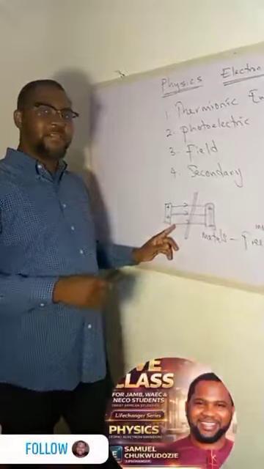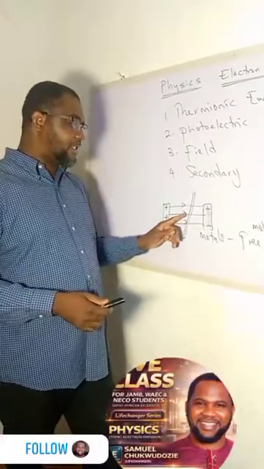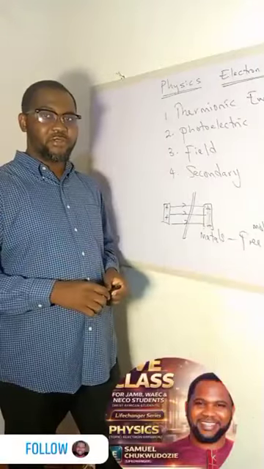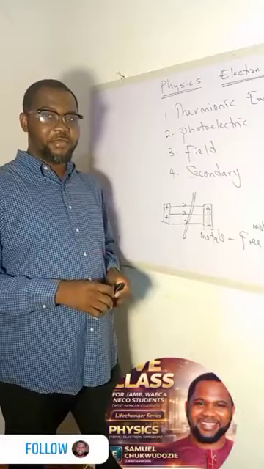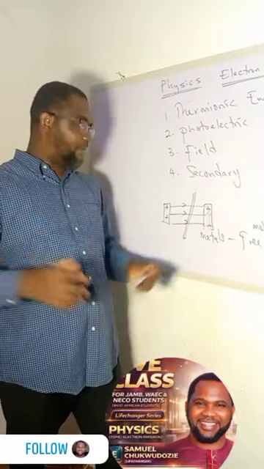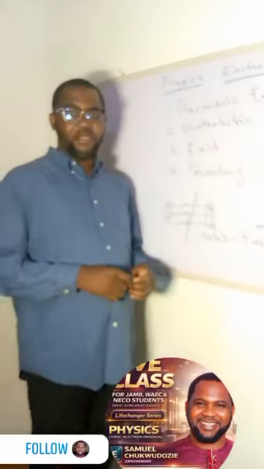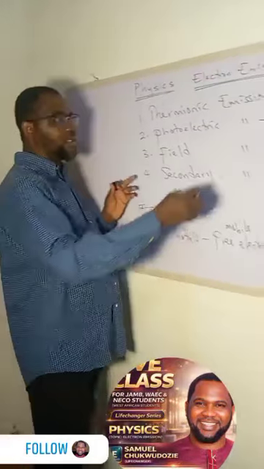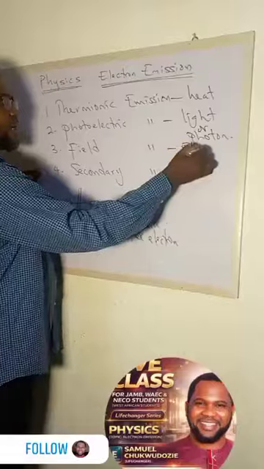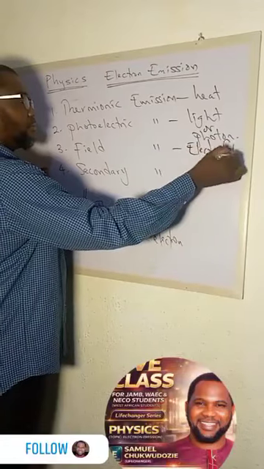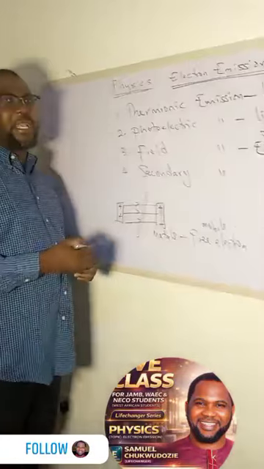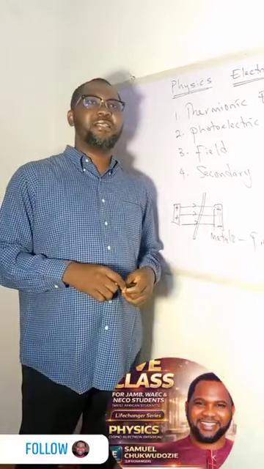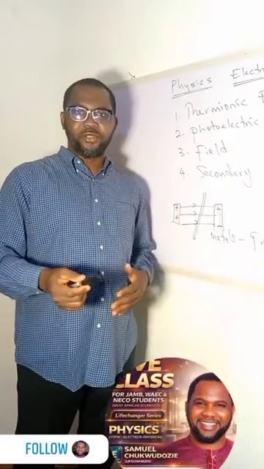So if this electric field has sufficient energy and passes through the metal, electrons will be ejected from the metal surface. I believe I make sense, okay? You can be commenting to be sure you are understanding. So what is responsible for field emission is called electric field. And secondary emission is emission that is as a result of electrons.